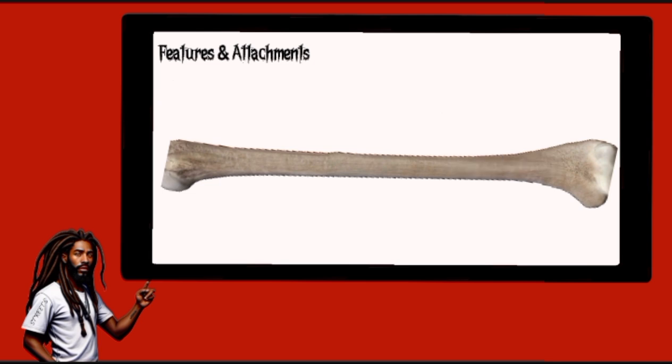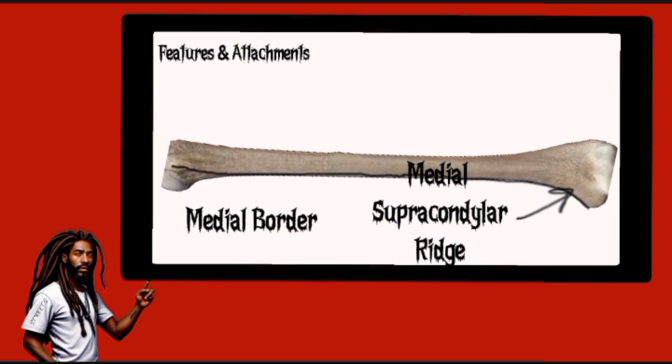Now for the second border, we have the medial border. The medial border continues from the medial lip of the bicipital groove, and then it goes down until you reach the medial supracondylar ridge, around the region of the medial epicondyle. I haven't tagged the medial supracondylar ridge for you.